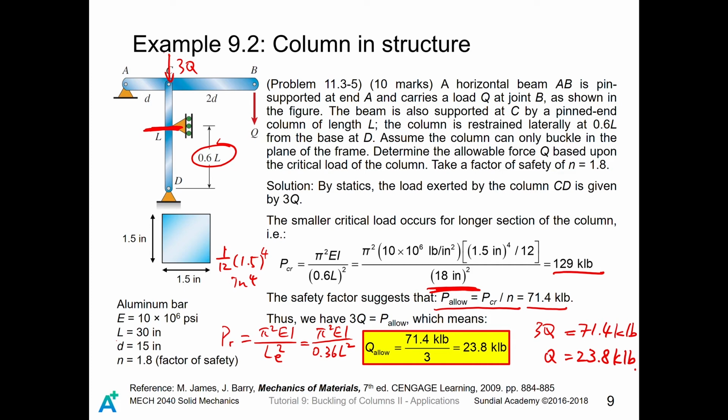So this is how we solve this problem. In short, first we get the expression of the compressive load acting on column CD. Then we compute its critical load. Then we apply the safety factor 1.8 to get the allowable load of 3Q. Then we get the allowable load of Q.